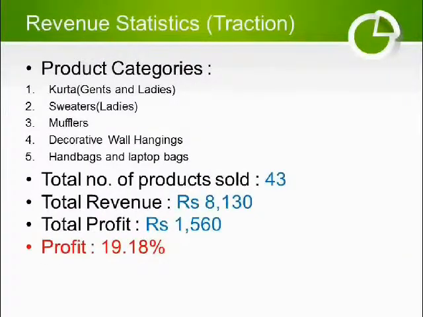The categories of products that we sold were gents and ladies kurtas, ladies sweaters, mufflers, decorative wall hangings, handbags and laptop bags. We sold a total of 43 products with a revenue of Rs 8130. A profit of Rs 1560 was generated and the total profit percentage was 19.18%.